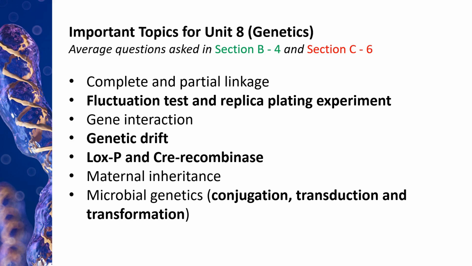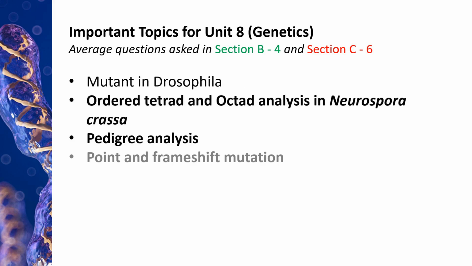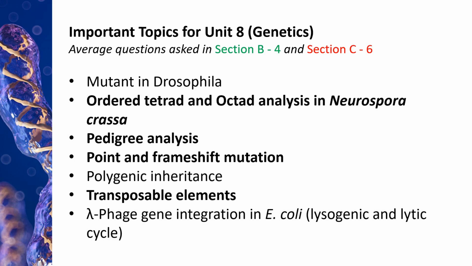Some of the key topics to focus on include complete and partial linkage, fluctuation test and replica plating experiment, gene interaction, genetic drift, Loxp and Cre recombinase, maternal inheritance, microbial genetics, conjugation, transduction, and transformation. Further, mutants in Drosophila, ordered tetrad and octad analysis in Neurospora crassa, pedigree analysis, point and frameshift mutation, polygenic inheritance, transposable elements, phage gene integration in lysogenic and lytic cycle of E. coli genome should be covered in Unit 8.